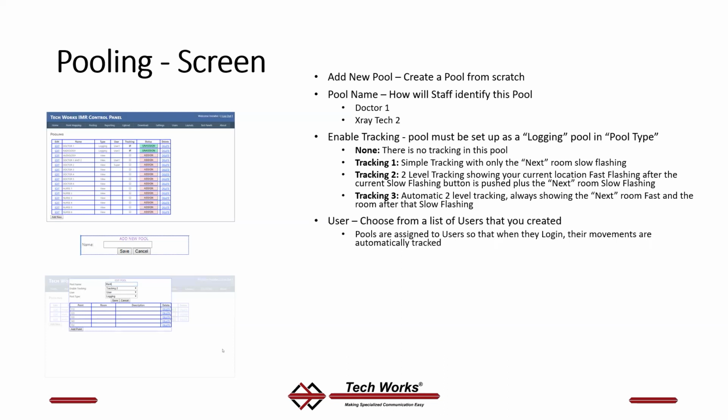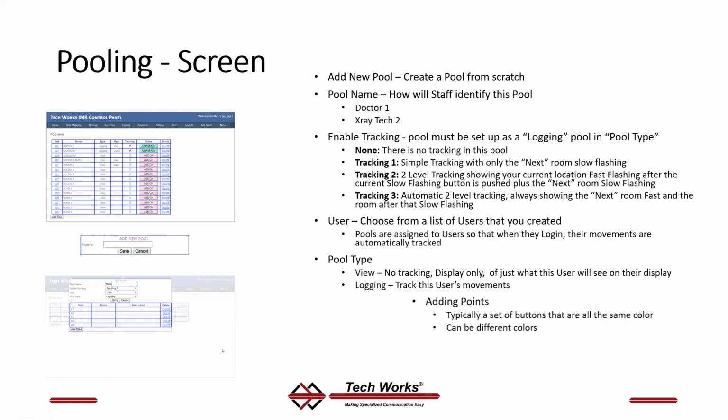The user. This is who is going to be assigned to this, and this ties to the user profile and how the pool is seen. This is the key right here. Who's going to use this thing? This is Dr. Jones, and it ties to his login credentials. The pool type can be either view or logging. If it's view only, you're just going to see the status of things on the display. If it's logging, it's going to track somebody's movements.